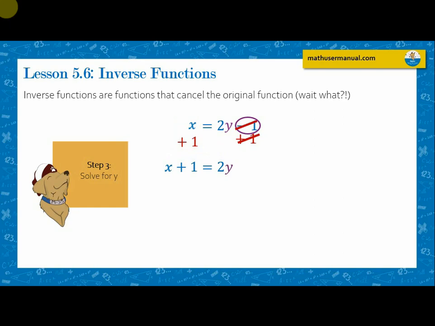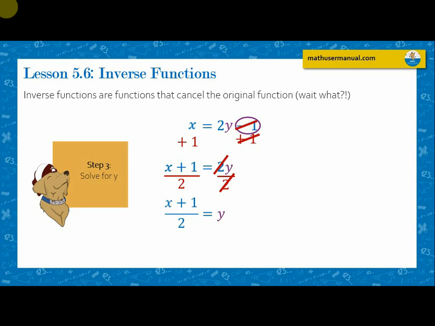Now we have 2y. 2y is a multiplication. So the inverse operation of a multiplication is a division. So we divide by 2. That way we can cancel the 2 multiplying the y. But if we do it on one side, we also have to do it on the other. x plus 1 divided by 2 is just (x plus 1) divided by 2. So that's it. We solve for y. That y is fully isolated. That's it. We finished step 3.